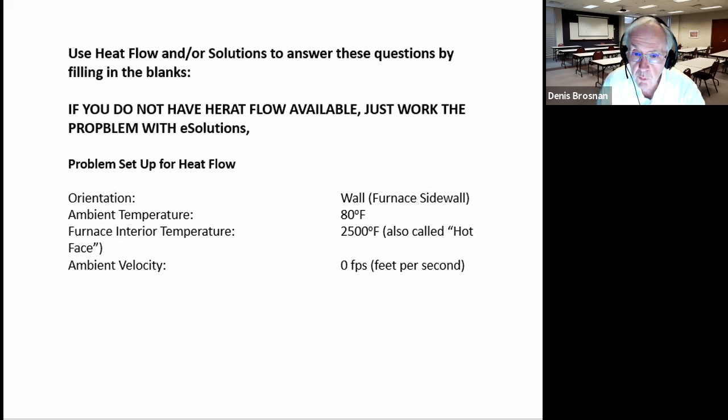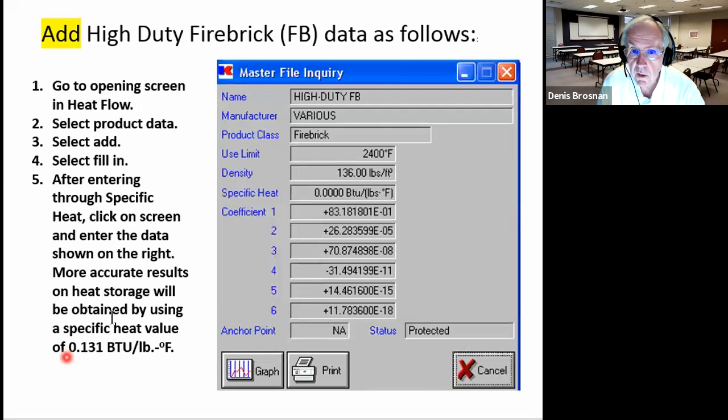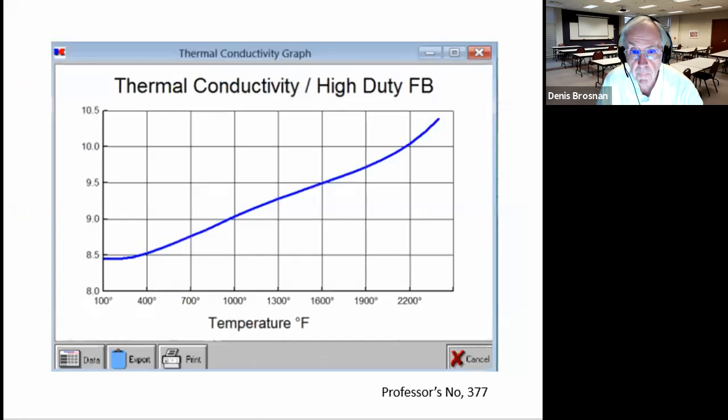To do this in PowerPoint so that you could do a screen capture and print these, I had to do several slides. And my problem is going to ask you to add some high-duty fire brick data to the heat loss. So here are the instructions on how to add the data into the heat flow program. If you don't have the heat flow program, then you don't have to do this. You can do the homework using only e-solutions. But if you do have the heat flow program, then in fact you can do it.